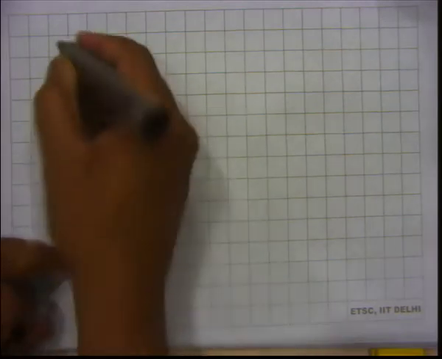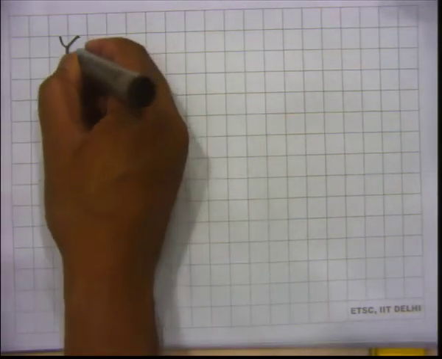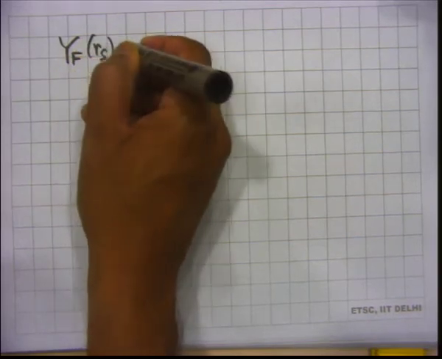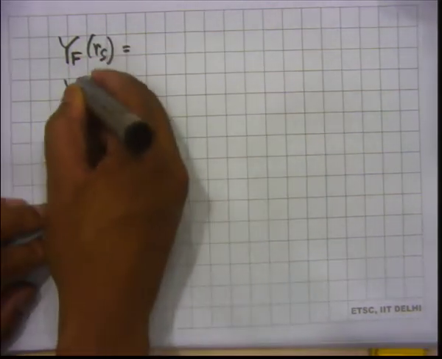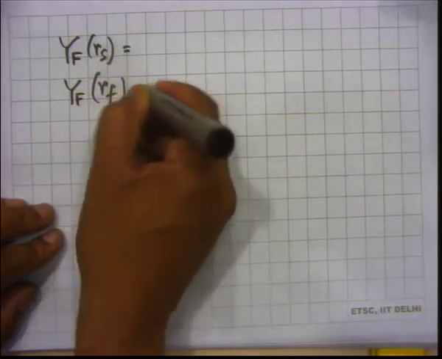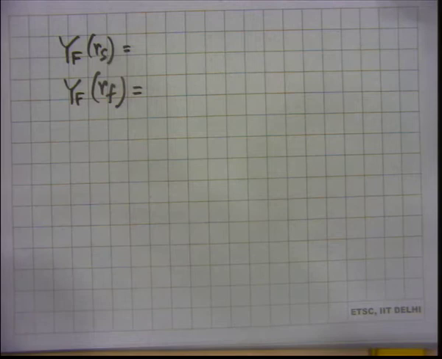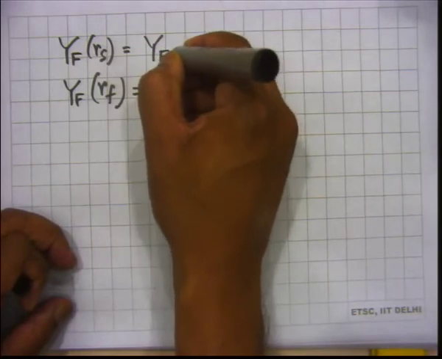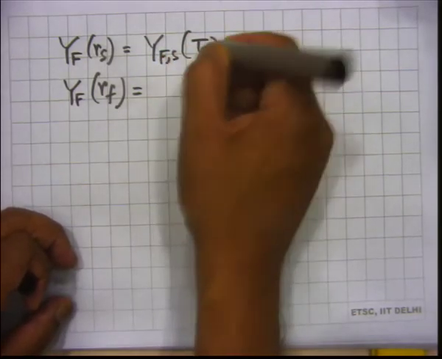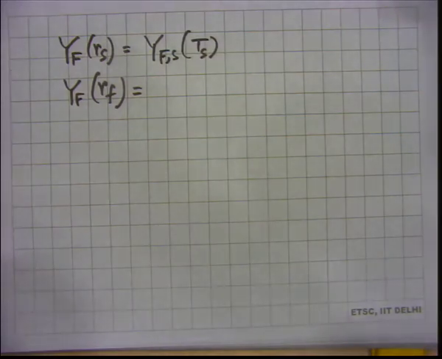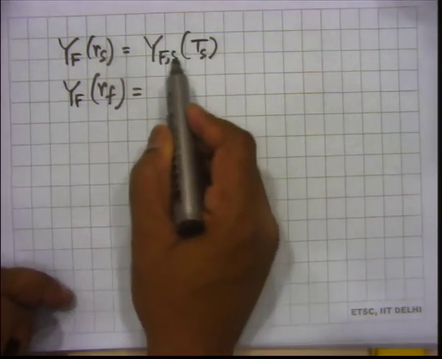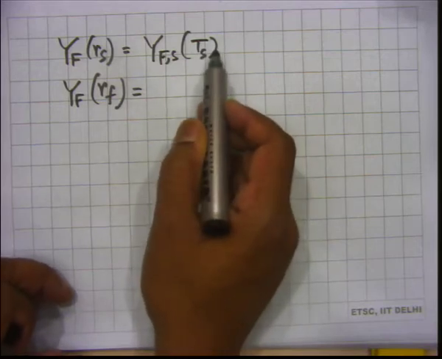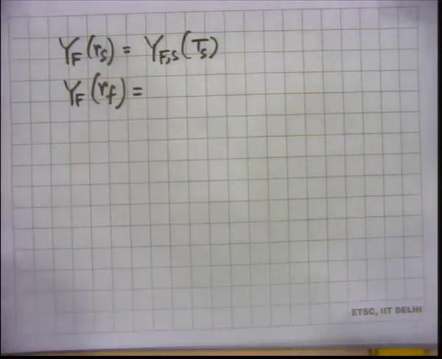Integrating that equation will require boundary conditions. So we can use these two. These are the two boundaries, isn't it? RS and RF, inner region. Okay, so this is YFS corresponding to TS. This doesn't mean multiplied, this means YFS corresponding to the temperature, surface temperature TS. And what is YF at RF? 0.